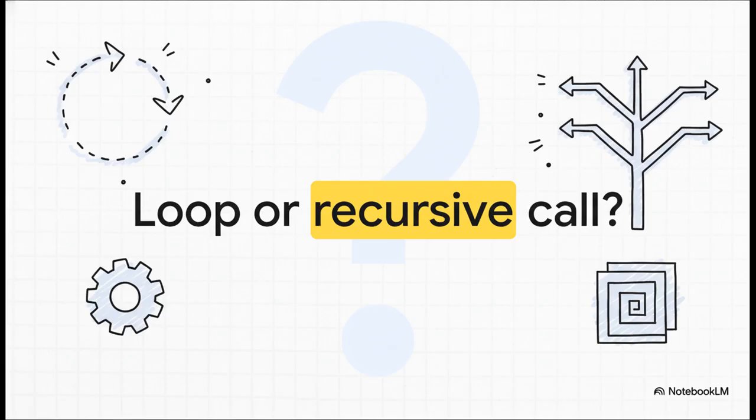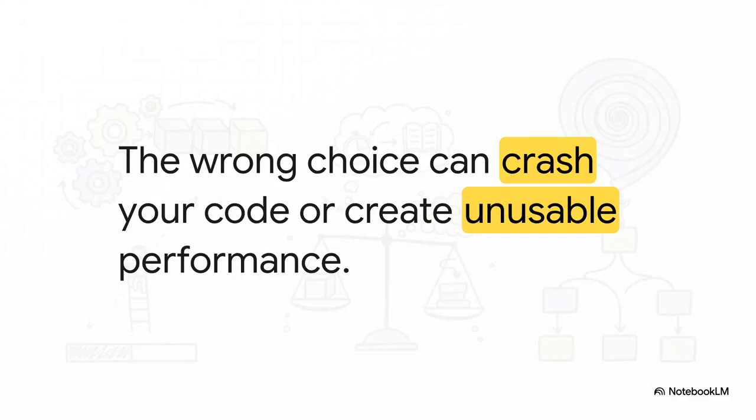But trust me, this is way more than just a style choice. It's a fundamental decision about how your code is built. And the stakes? They're actually super high. If you pick the wrong tool for the job, you could end up with the dreaded Stack Overflow error, which basically means your program ran out of memory and just dies. Or you could write code that's so incredibly slow, it's practically useless. So yeah, we need to get this right.